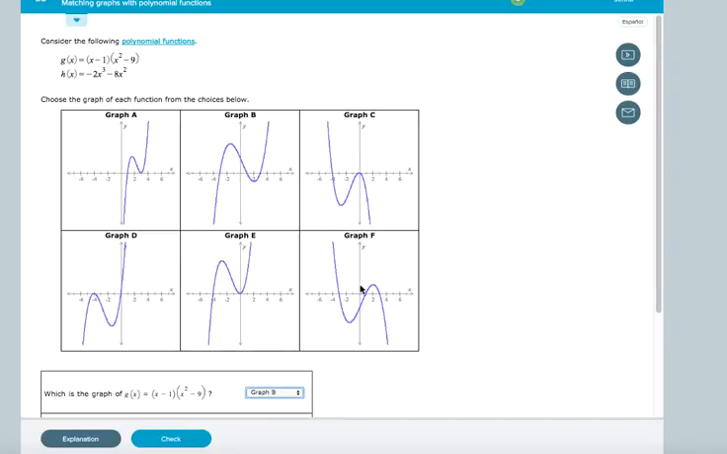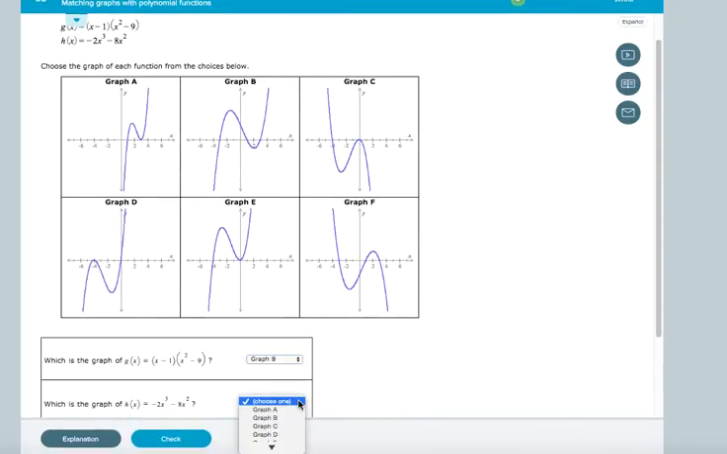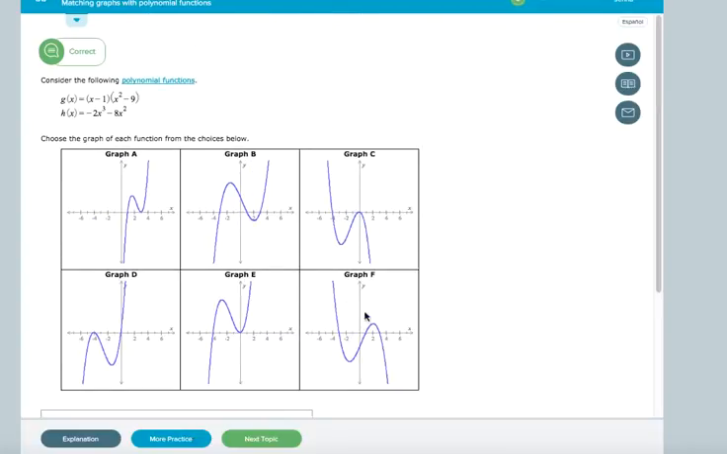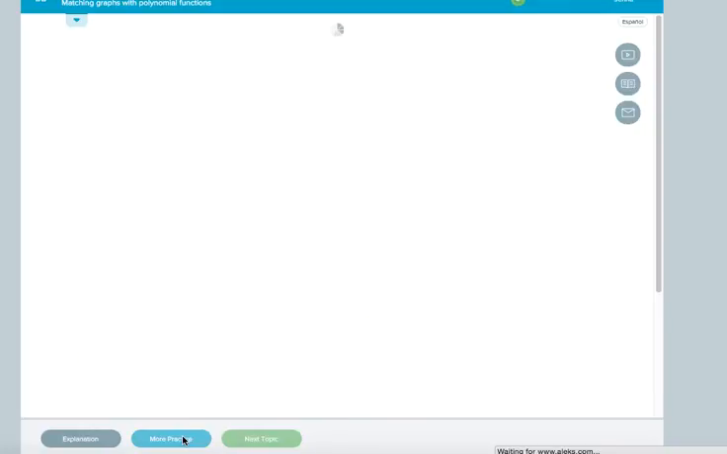Well, of these two graphs, this one is the only one that goes through the origin. So we can bet that this is definitely graph C. So this one is graph C. And we can check our answer. And we're correct. Let's try one more.